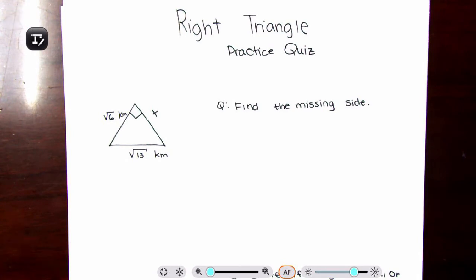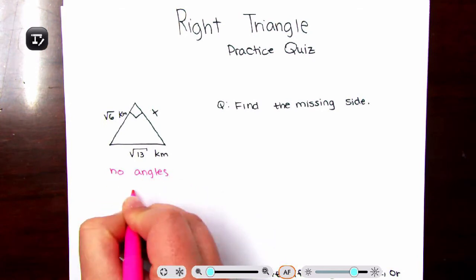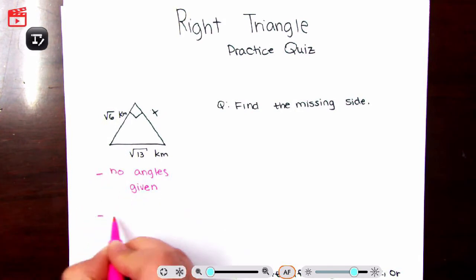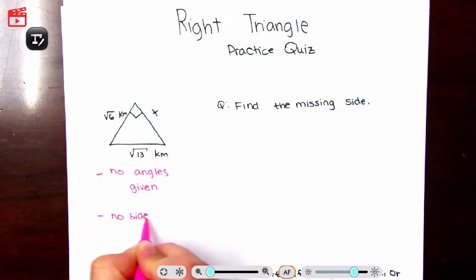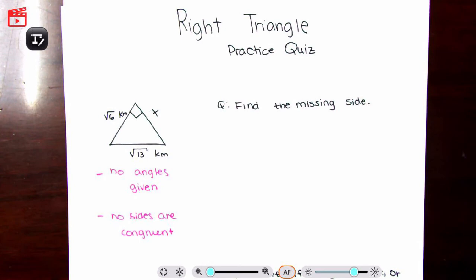Now, question number one is asking you for the missing side. Note that there are no given angles. No angles are given. Also, no sides are congruent. And what that means is you do not have a 45, 45, 90 triangle. If we knew that two sides were congruent, then we can make that assumption. We cannot. This is not provided to us.